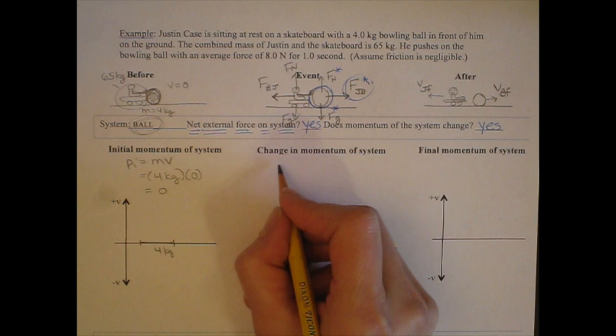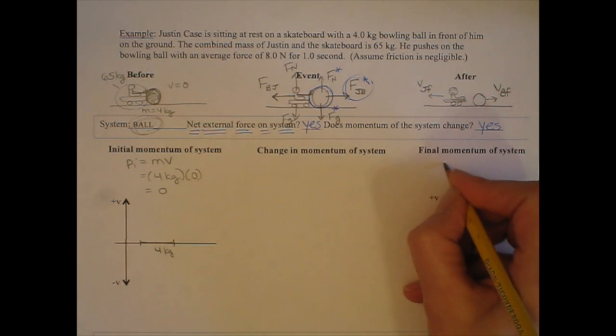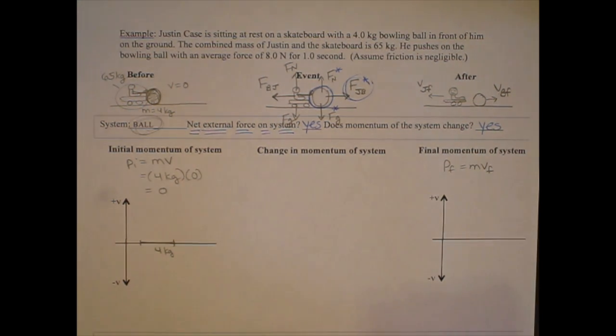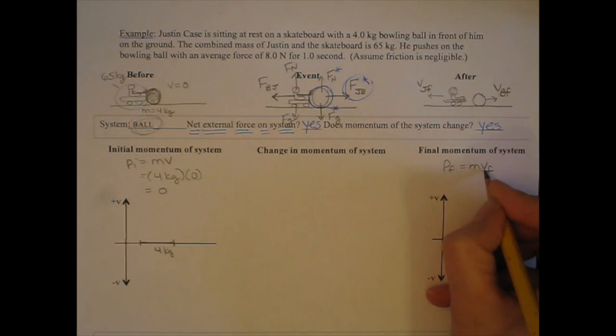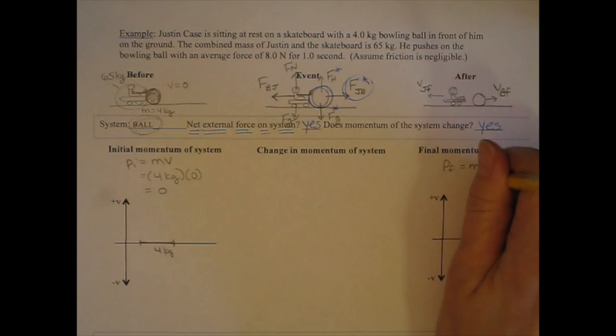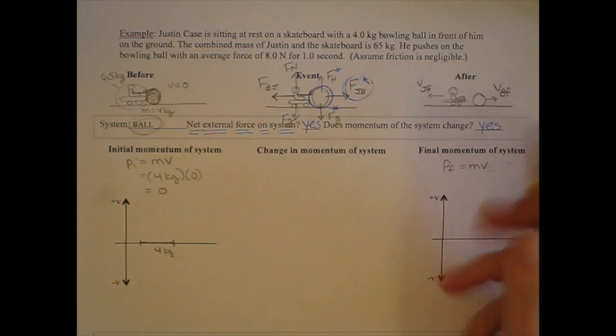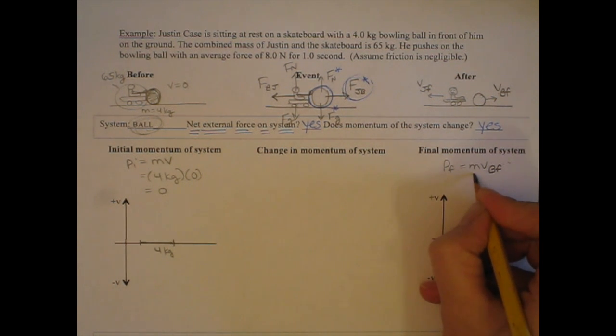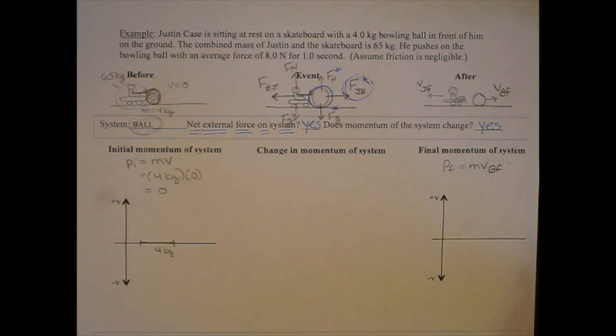Change in momentum, we'll come back to that. Let me see if I know anything here. Final momentum, mass times the final velocity, or you could put the velocity of the ball final. I know the mass, but I don't know the velocity of the ball, so I can't calculate anything here yet.